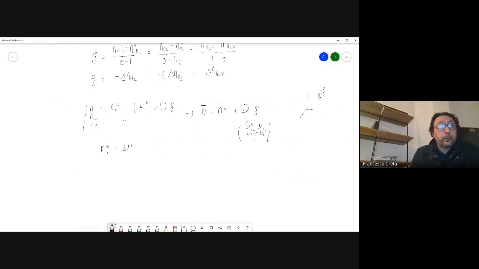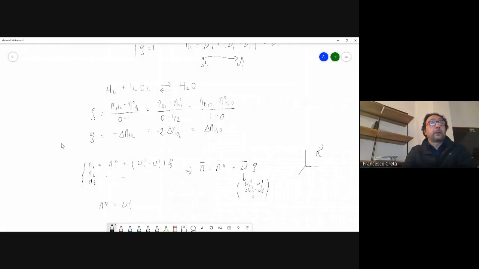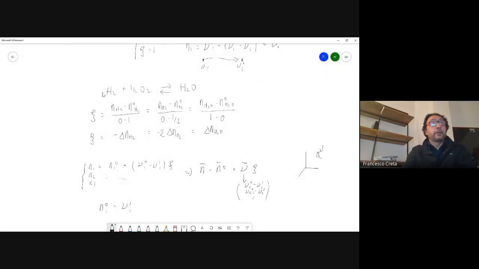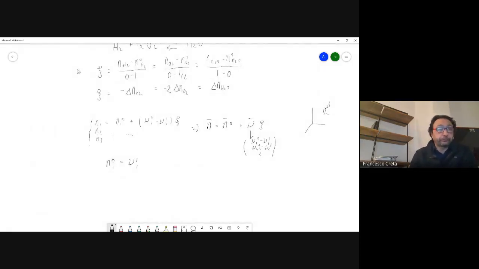So again, we're looking at this reaction here. Suppose that the initial moles are simply 1, 1/2, and 0. So N0,1 is 1, the initial number of moles of hydrogen; the initial number of moles of oxygen is 1/2, and the initial number of moles of water, that's 3, is 0.